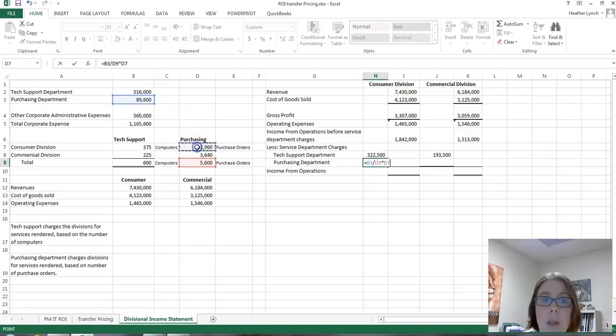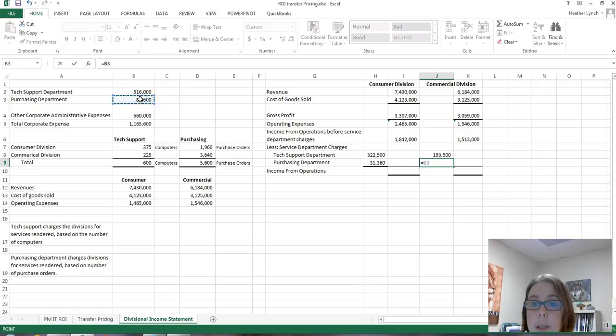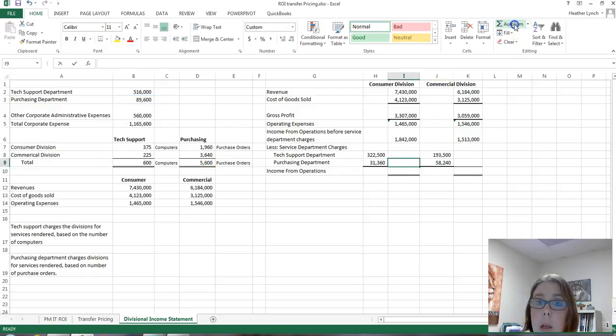I take it times my 1,960 for the consumer division. So they have a cost of 31,360. If I go to the commercial, we will do this one more time. We will take the 89,600. We will divide it by the 5,600 because we want to know how much per purchase order. And then we take it times the commercial division did 3,640 purchase orders.